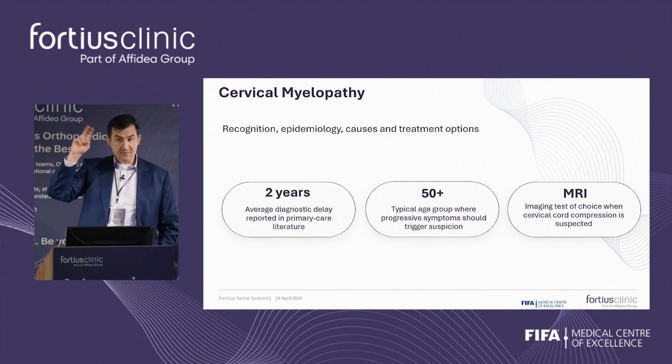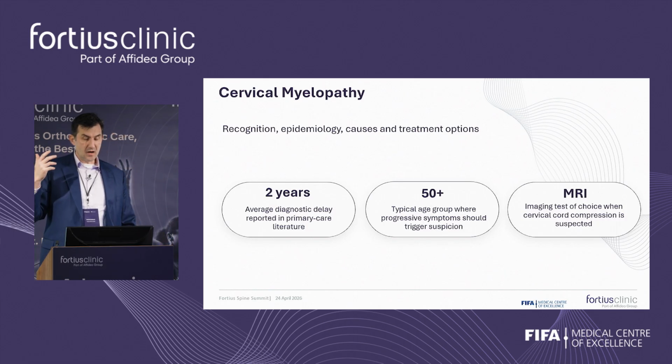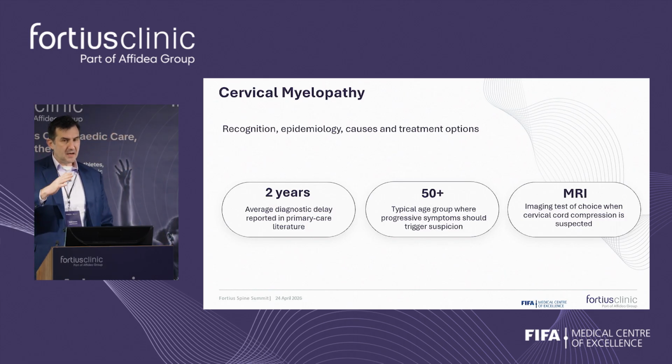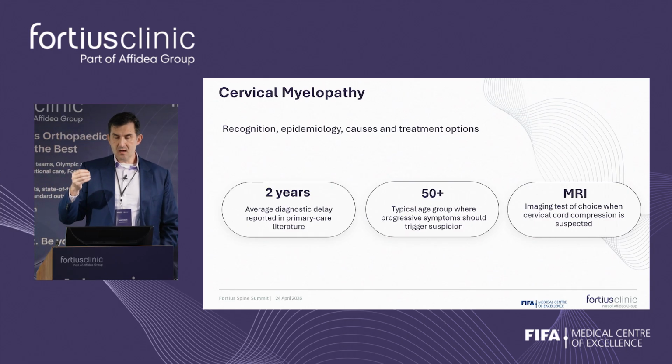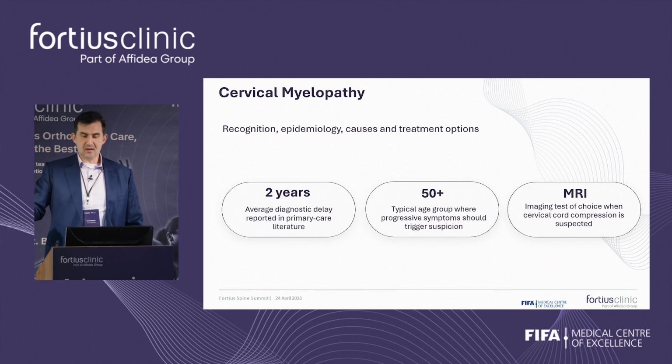On average, we have at least a 2 year delay in the diagnosis. That tells you it's quite commonly unrecognized. It typically affects the more elderly population, over the age of 50. And MRI will be the investigation of choice for diagnosing, because we need to see what is happening with the spinal cord. We can diagnose spinal cord compression with CT, with a CT myelogram, but what is happening and how big the damage is in the spinal cord, only the MRI will tell us.